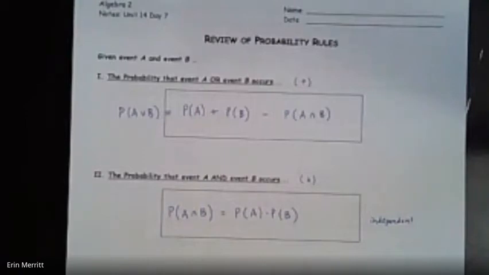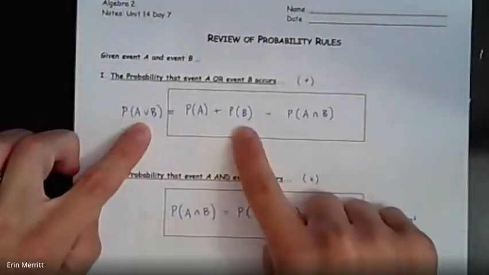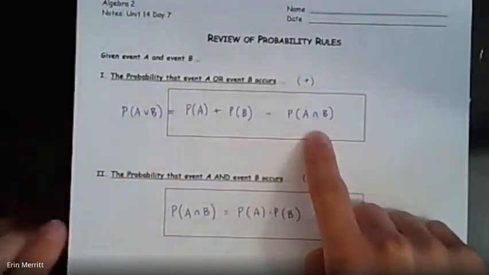Okay, this is day 7, so it's just a review of the probability rules, which means I'm just going to give you a little overview of what is going on. So on the first page, these are all the general rules that you need to know. If it says the probability of A or B, that's the union. So you're adding them together and then subtracting anything in the overlap.